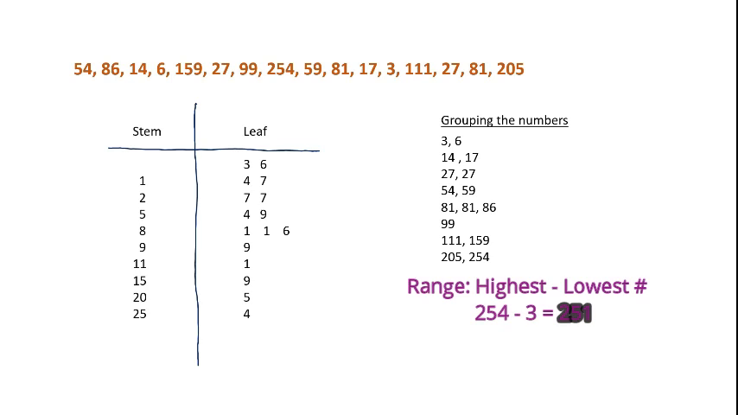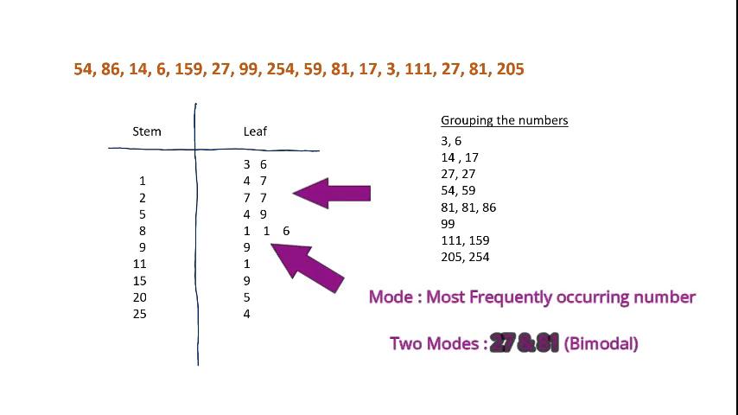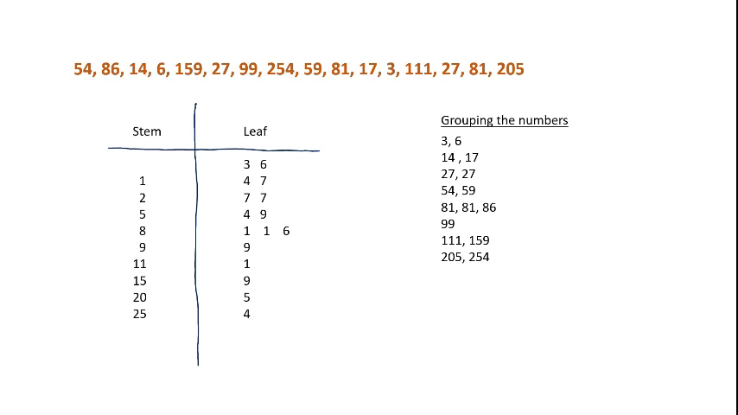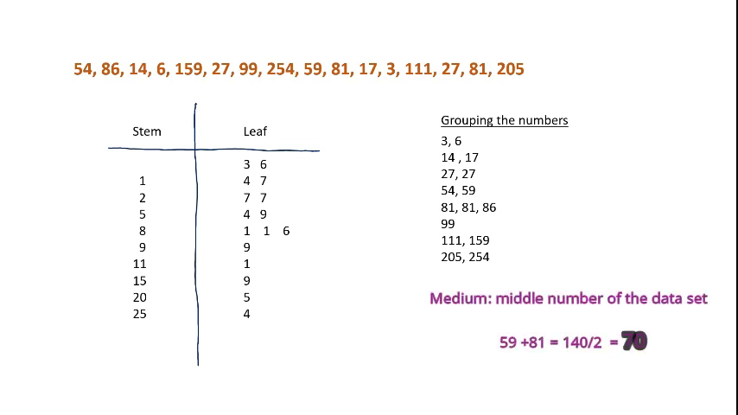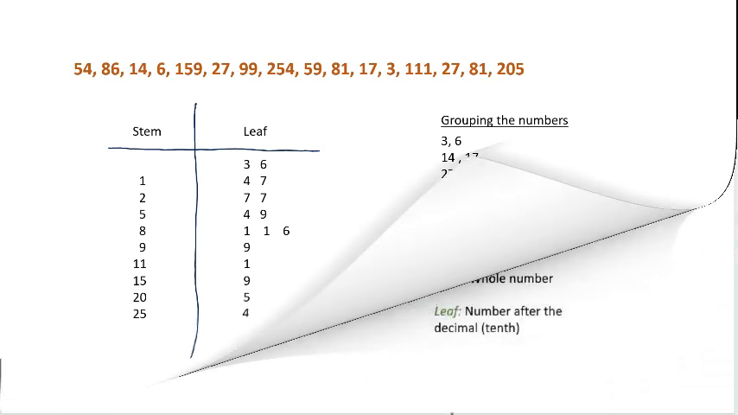From this table, you can easily find the range, taking the highest number minus the smallest number, and you would get 251. Next, you can find the mode by finding the most frequent number. In this case, we have 27 and 81. The median can be found by taking the middle number of the data set. In our case, we have 59 and 81. Add those together and divide by 2.